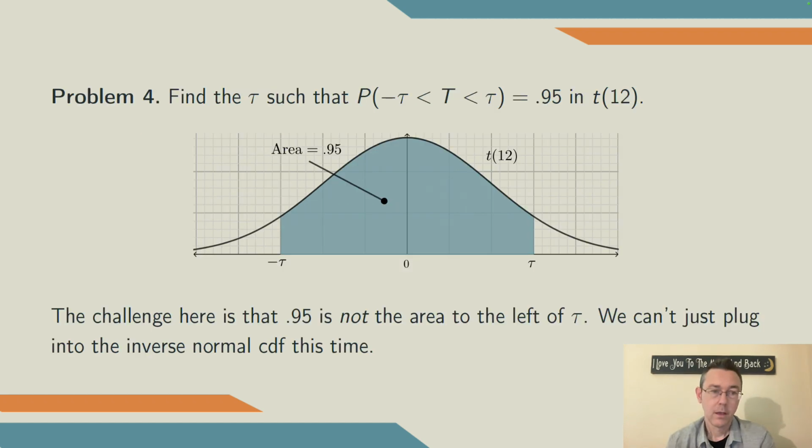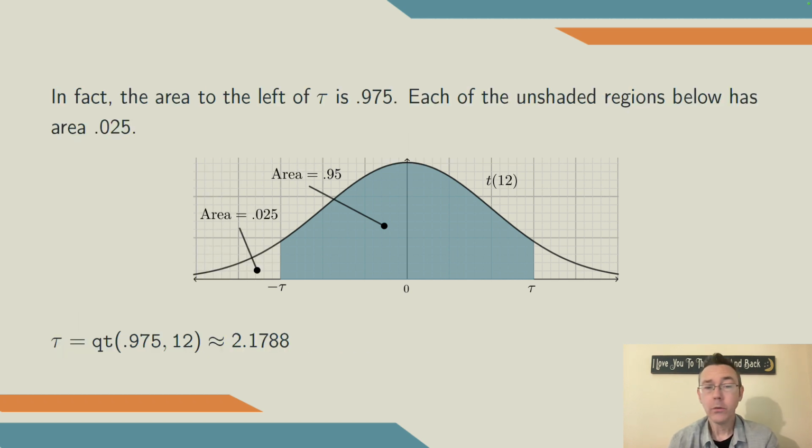Problem 4. Find the value tau such that the probability that t is between negative tau and positive tau is 95% in t of 12, as I have pictured here. So the big challenge is that the number 0.95 is not a cumulative probability. It's not a percentile, an area to the left of a value. And so we can't just plug it into an inverse CDF like qt. What we need to do is to find the area to the left of the value tau and then plug that into qt. So we're going to use symmetry here.